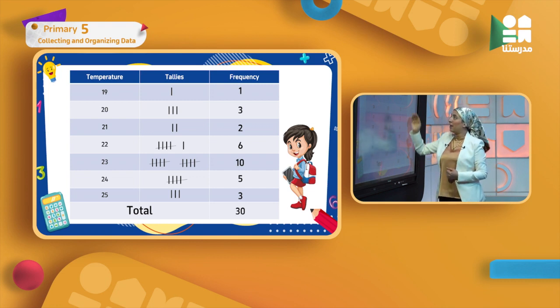لو أنا جمعت الفريكونسيز الموجودة عندي وما طلعتش equal to the number of days أو the number of times I was observing my data, ده معناه إنه أنا عندي في حاجة غلط. ده معناه إنه أنا one of the entries is missing. في حاجة أنا ما أخدتش بالي منها. أراجع تاني إجاباتي to check and make sure that I have the right number of tallies and frequencies.